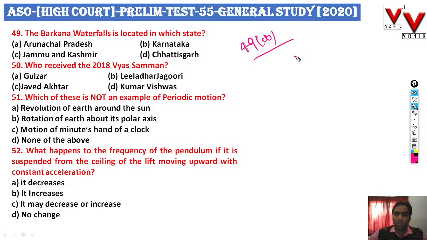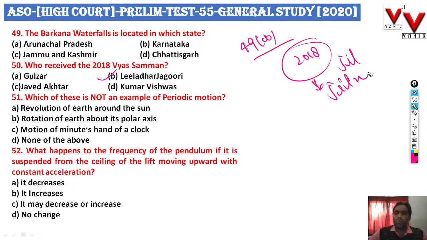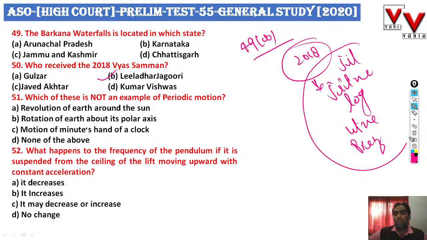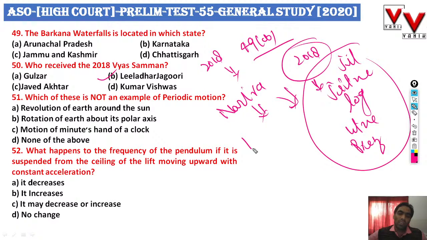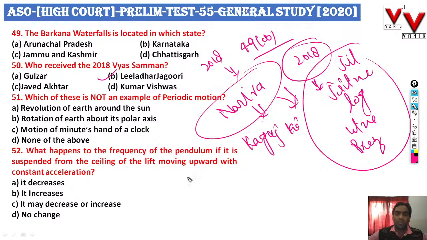Next, who received the 2018 Vyas Samman? It was received by Leeladhar Jagoori for his book Jitne Log Utne Prem, and for that literary work he got the Vyas Samman of 2018. The 2019 Vyas Samman went to Nasira Sharma for her book Kagaz Ki Naao. So 2019 is Nasira Sharma, 2018 is Leeladhar Jagoori. The right answer is B. For 50, the right answer is B.